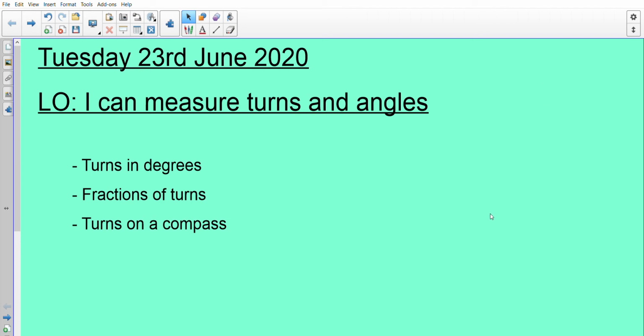Good morning, everybody. Today's learning objective is I can measure turns and angles. So today we're going to be looking at turns in degrees. We're going to be looking at fractions of turns and turns on a compass.